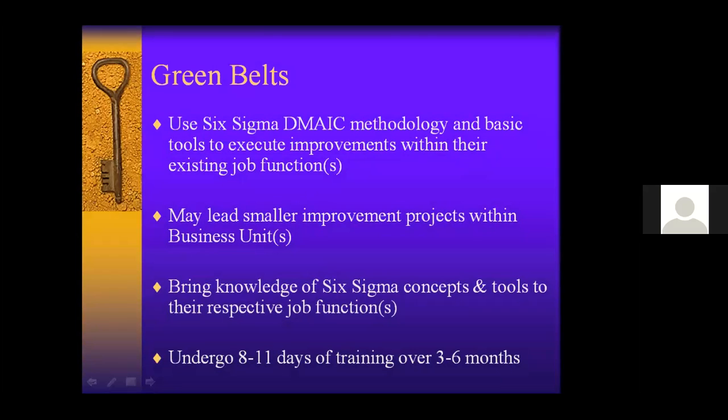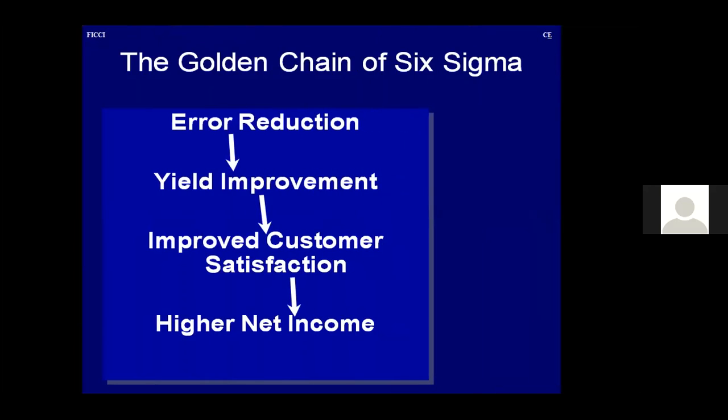Then under black belts, we have green belts. Green belts use Six Sigma methodology and the basic tools. They further lead smaller projects within the business unit. They must have basic Six Sigma concepts and know the tools being used in the Six Sigma project. They also need around 2 weeks of training on the Six Sigma project, 8 to 10 days of training. So what we conclude is that this is the golden chain of Six Sigma.